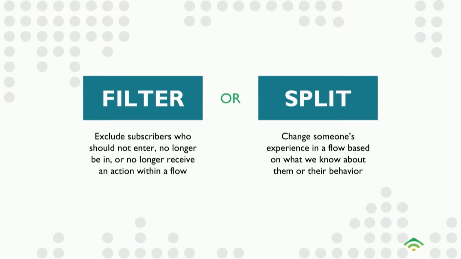There's two different ways. There's a filter and a split. Now a filter is how you exclude someone who should not enter, no longer be in, or no longer receive a particular action within a flow. It's a little kludgy, I know, but think of it like a sieve. You're at the beach, looking for seashells, sea glass, something like that. Take a sieve, pull all the sand out, and you keep the good stuff that you want. It's essentially narrowing the audience and the scope that this particular flow is going to go out to.